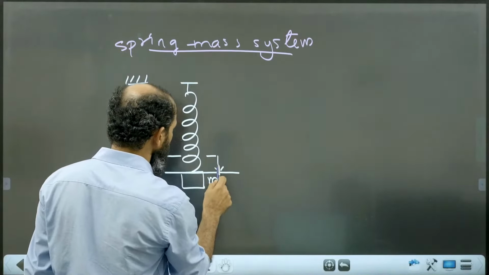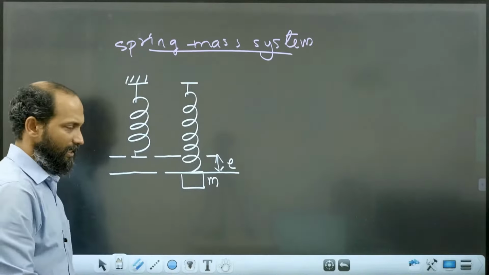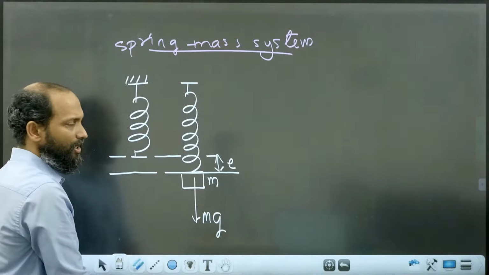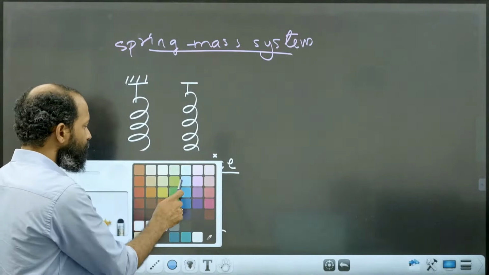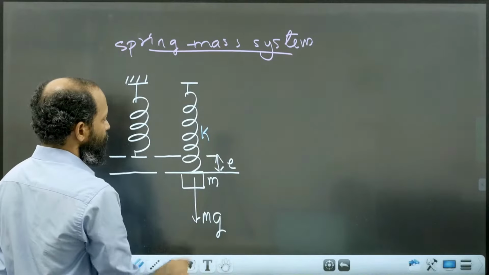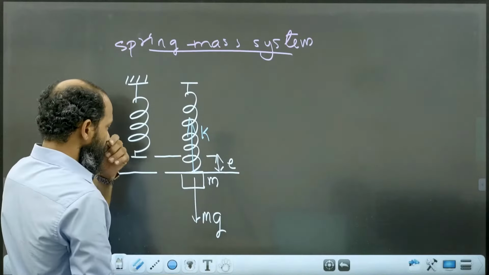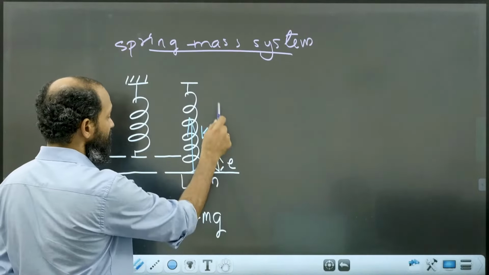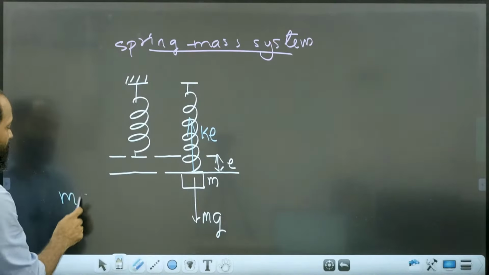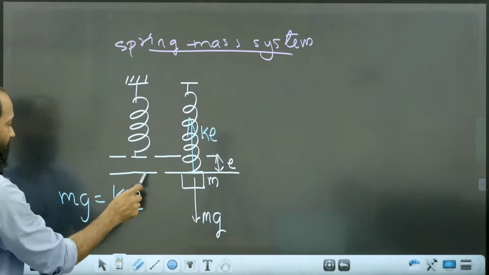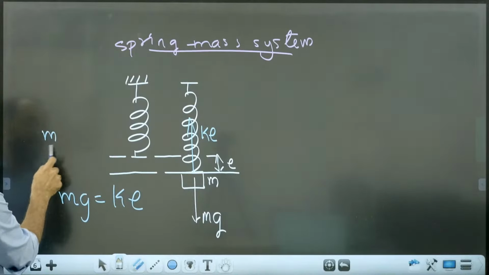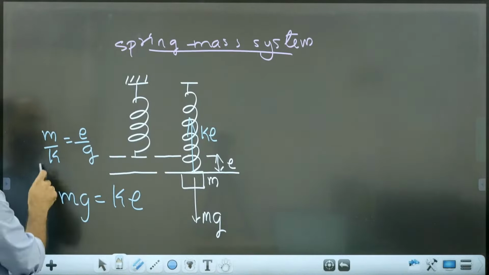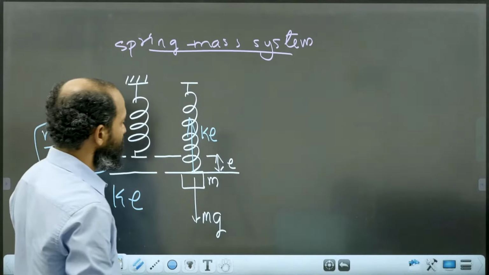Now this is the extension produced by the load. Let that extension be e. The force exerted by the mass is mg. The force constant is k, so the restoring force, as the spring has been displaced through an extension e, is ke. For equilibrium, mg is equal to ke. Students, learn by heart: m by k equals e by g, or mg is equal to ke.